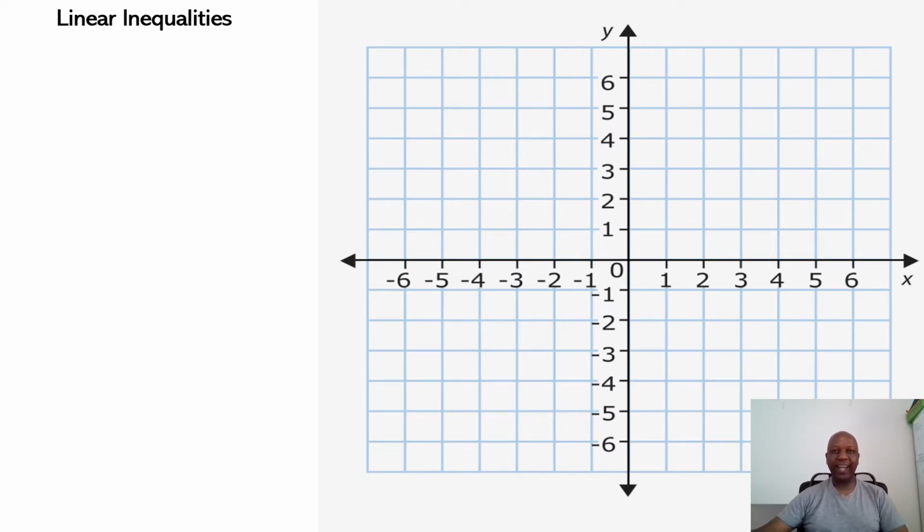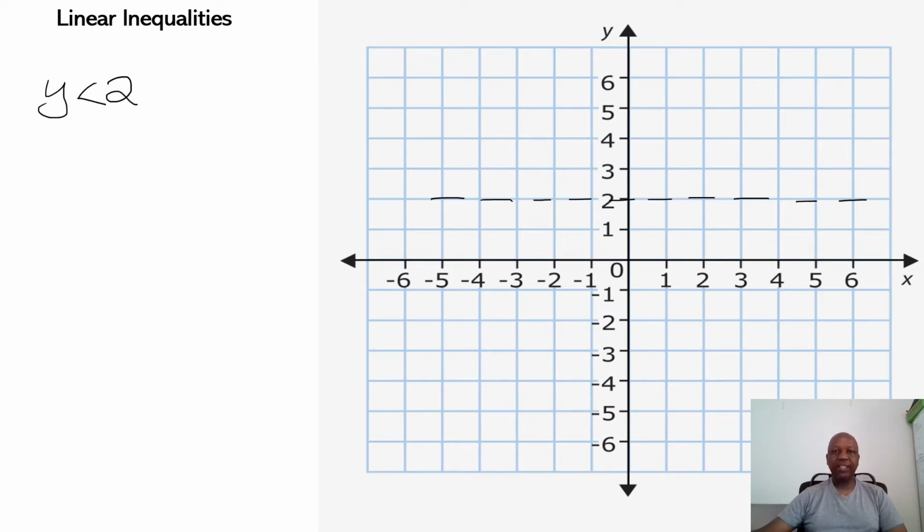Right now, let's have a look at some basic linear inequalities. Suppose you are given y is less than 2, and you are asked to sketch that linear inequality. You have to remember that this is not an equation, but an inequality. So we draw a broken line across the point 2, a broken line that will cut the y-axis at 2.